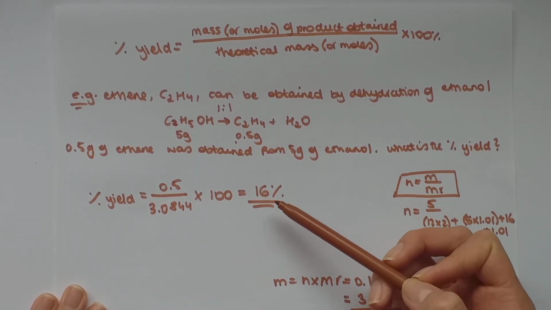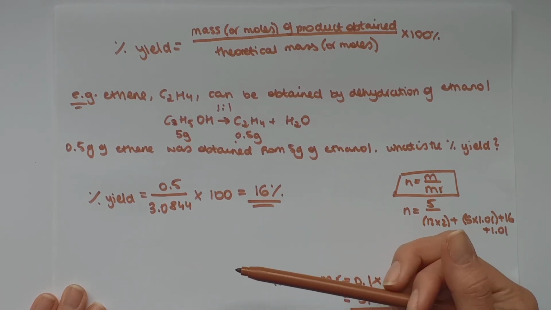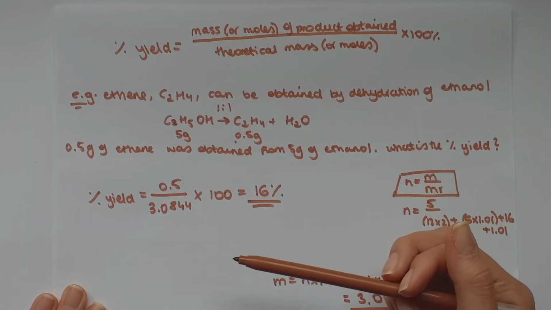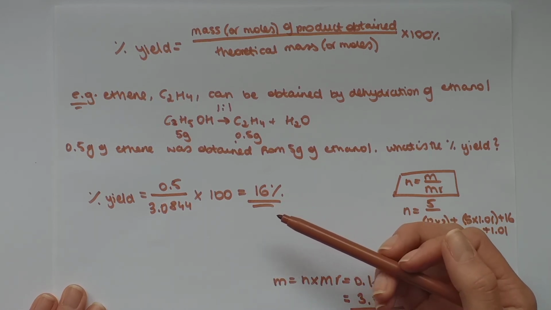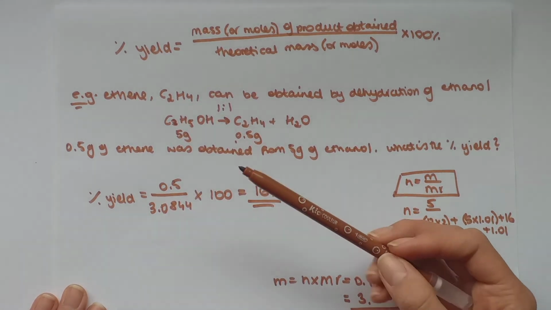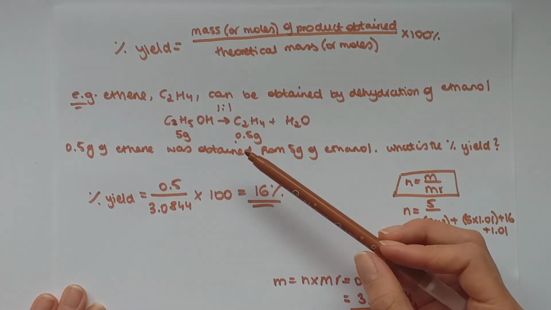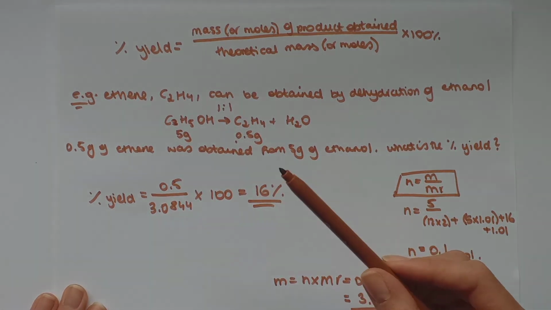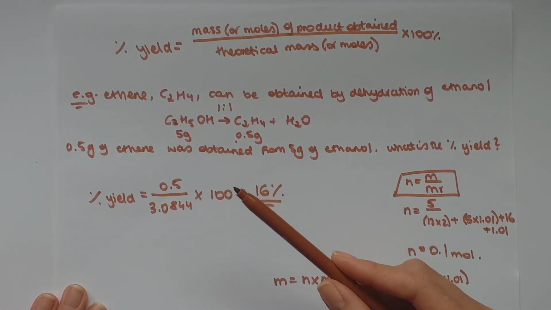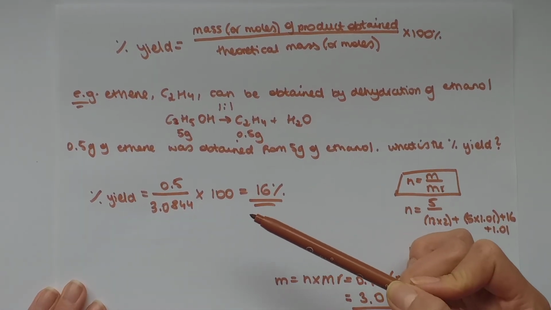So again, 16% is a small number, so something must have gone wrong in the reaction, because what you should get is as close to 100 as you possibly could. So if you only got 16%, that means that something in the experiment went wrong. You lost some reactants, you lost some products, something was lost or there wasn't enough of it. That's why your percentage yield is low.